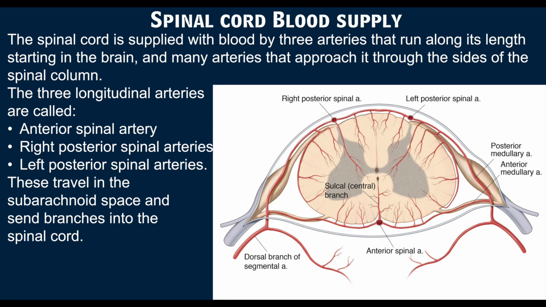The spinal cord is supplied with blood by 3 arteries that run along its length starting in the brain, and many arteries that approach it through the sides of the spinal column. The 3 longitudinal arteries are called the anterior spinal artery, the right posterior spinal artery, and the left posterior spinal artery. These travel in the subarachnoid space and send branches into the spinal cord.